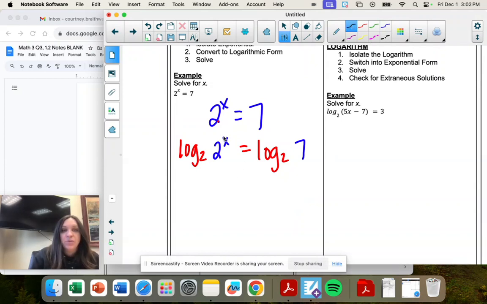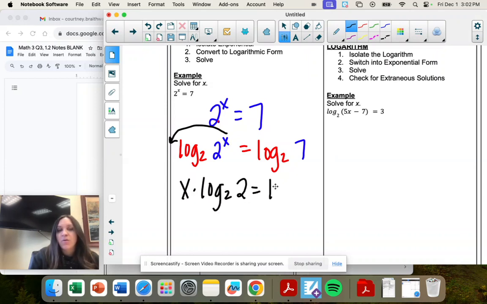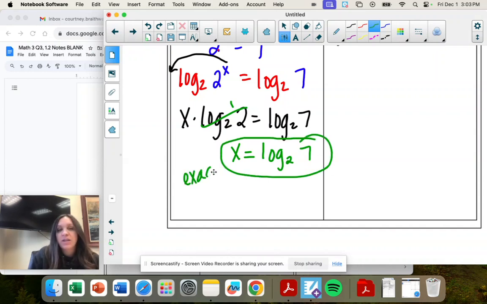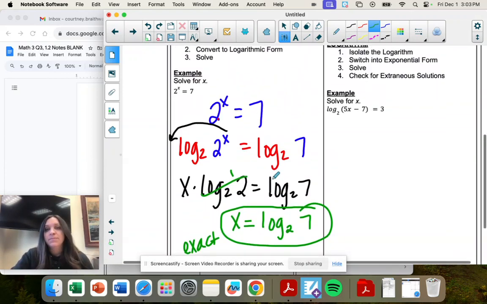Now I can bring down my exponent using the power property. That's why we convert to logarithmic form. And log base 2 of 2 is 1. That's our opposite operation for solving. So x equals log base 2 of 7, and that's the exact answer. Some are going to ask you to put it in the calculator, but usually you would just leave it exact.